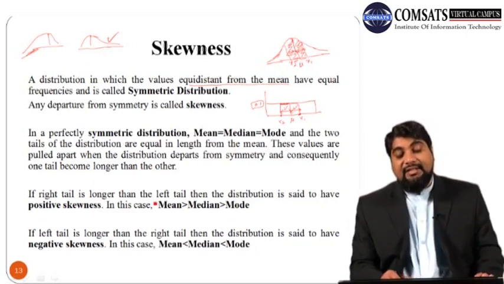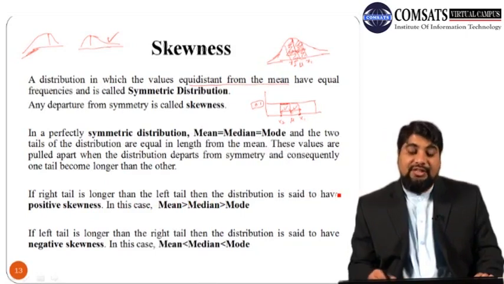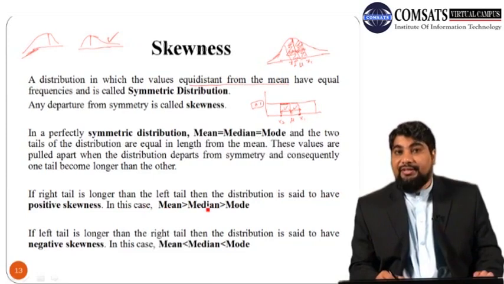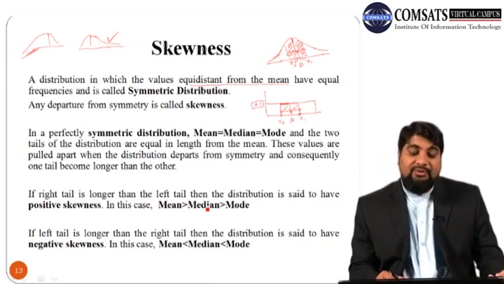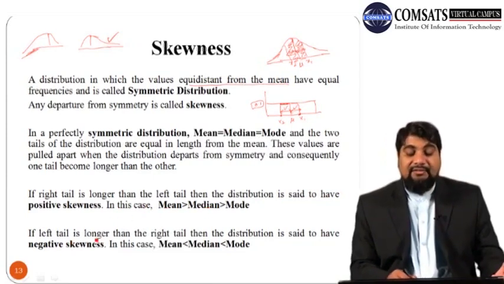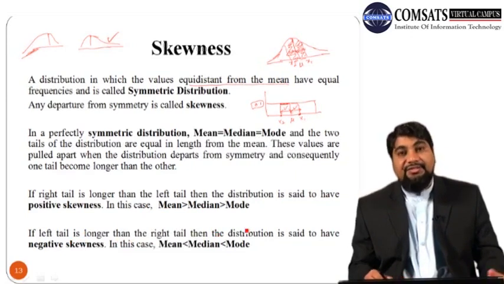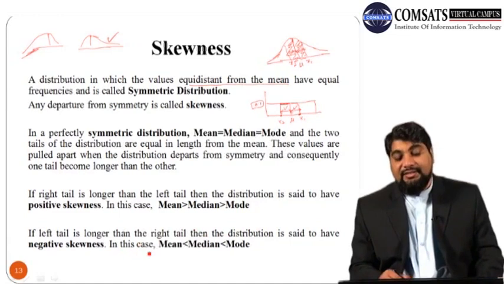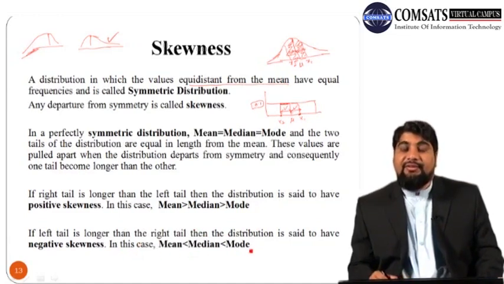If the right tail is longer than the left tail, then the distribution is said to have positive skewness. In this case, the mean will be greater than the median, which will be greater than the mode. And if the left tail is longer than the right tail, then the distribution is said to have negative skewness, and in that case the mean will be less than the median, which will be less than the mode.